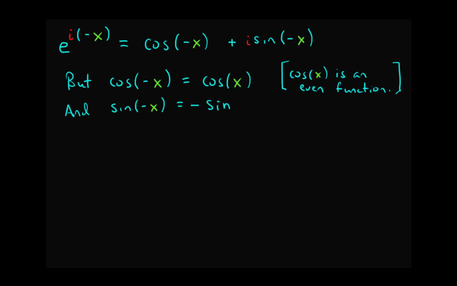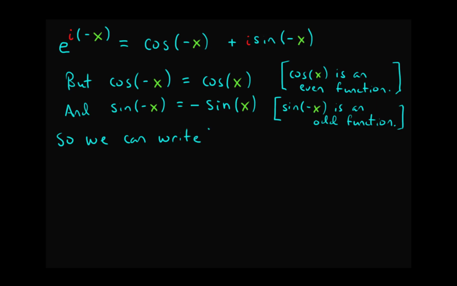Meanwhile, sine of negative x equals negative sine of x. And this is because sine is what's known as an odd function. It has symmetry through the origin. So we can rewrite this in the following way. We would write e to the I times negative x, and can I just simplify that here to e to the negative I times x? That would equal cosine of negative x, which just equals cosine x, and I sine of negative x would be minus I sine x.